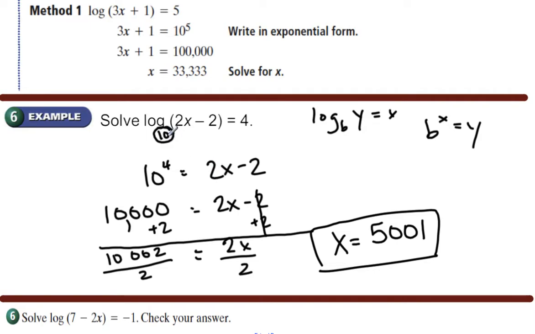So if the base isn't given, 10 to the whatever power is equal to whatever this is, and then you just solve for x. Easy. You guys got this. It's not a problem.